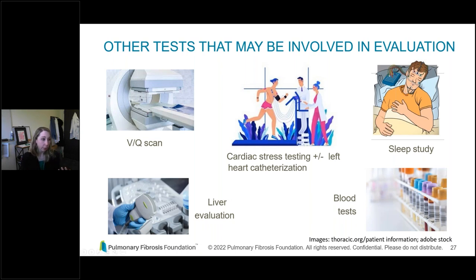We sometimes check out your liver with blood tests or an ultrasound, and then we may do other blood tests as well. For instance, if you have pulmonary fibrosis, let's say idiopathic pulmonary fibrosis, and now you have pretty significant pulmonary hypertension, your doctor or provider may want to update autoimmune disease labs, just to make sure there's nothing else going on.